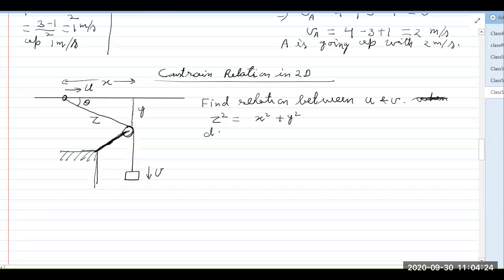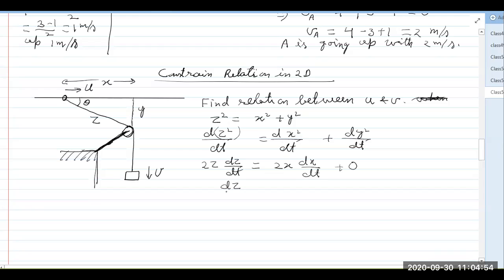So if you differentiate it with respect to time, the differentiation of y is going to be 0. So we will write 2z dz by dt, and 2x dx by dt. This is not with respect to x, so we cannot write only 2x. This is with respect to t, so we have to apply the chain rule, and this will be 0. So dz by dt, the rate of increase or decrease of z, we can write as x by z dx by dt.